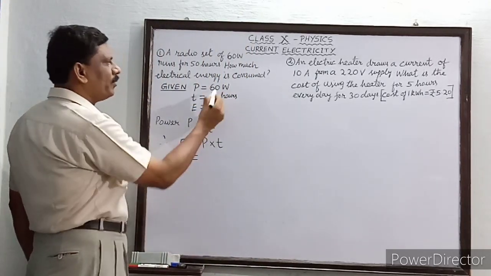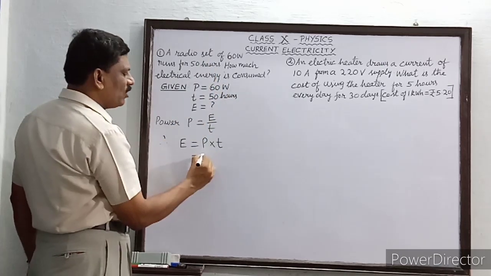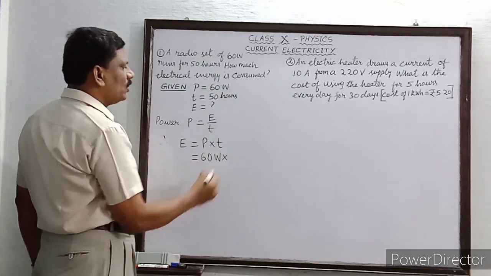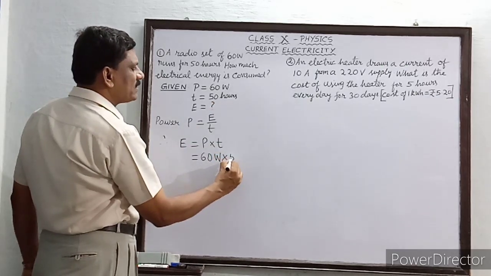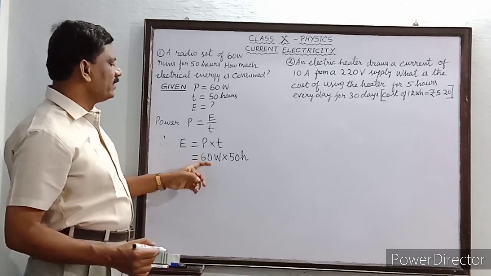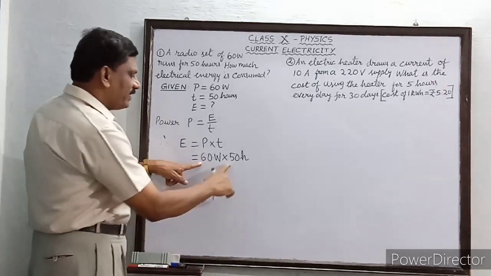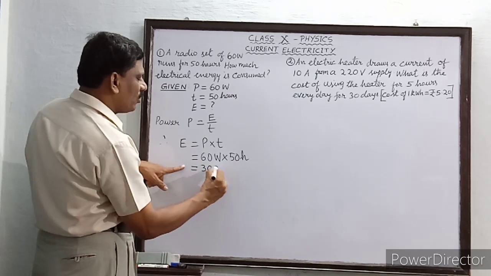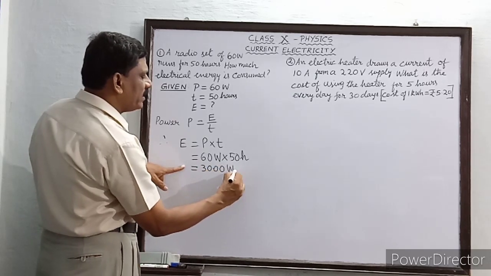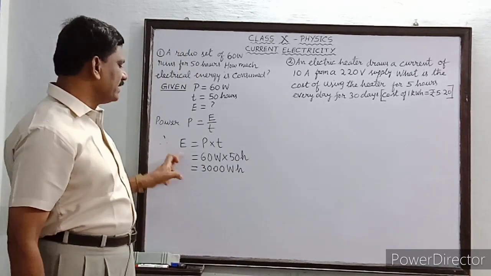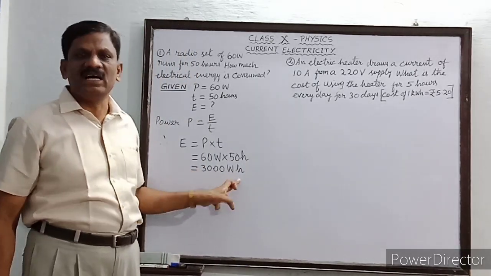So the power of the radio set is how much? It is 60 watt into time is 50 hours. So 50 H for hours. So multiply this 60 into 50. 6 5s are 30, followed by 2 more zeros, and the unit is what? Watt hours. So the energy consumed is 3000 watt hours.